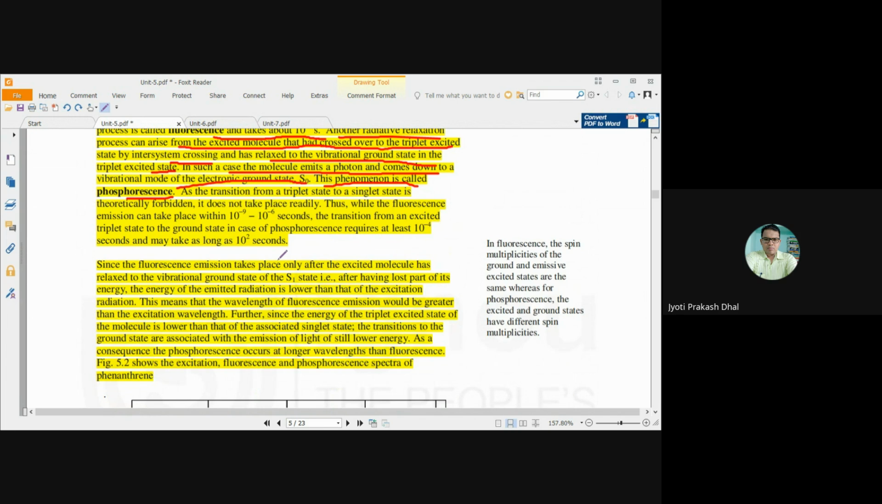So that's why for fluorescence, the time taken is around 10 to the power minus 9 to 10 to the power minus 6 second. But the transition from an excited triplet state to the ground state, that means the transition from the T1 state to the S0 state, that process is called phosphorescence. It will require at least 10 to the power minus 4 second and may take as long as 10 to the power 2 second. That means from 10 to the power minus 4 second to 100 seconds.